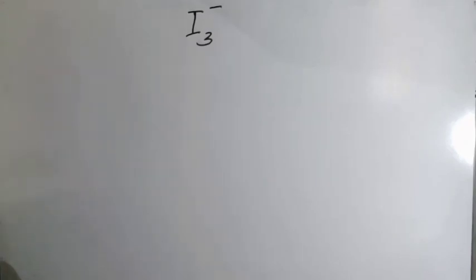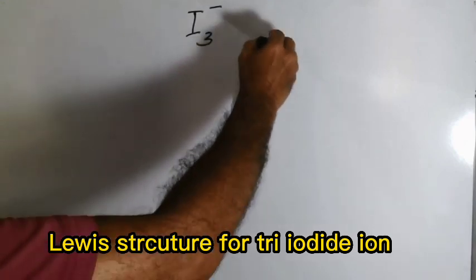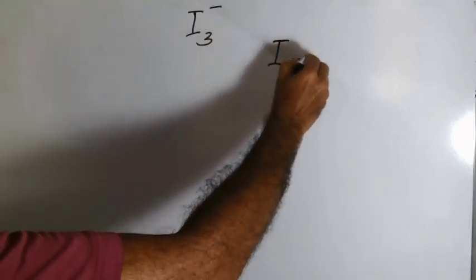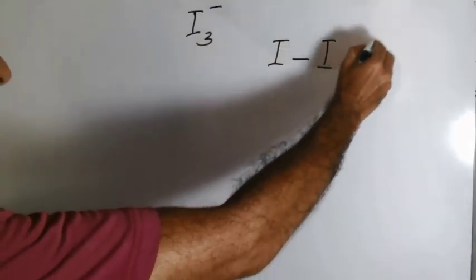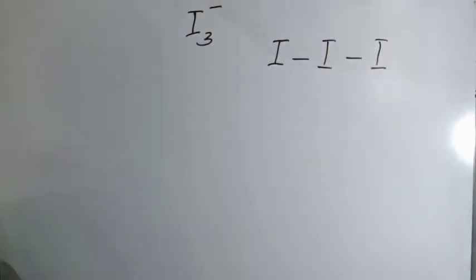Today I am going to discuss triiodide. First, look at its Lewis structure. Triiodide has 3 iodine atoms with a negative charge. So iodine is in group 7, so it has 7 valence electrons.